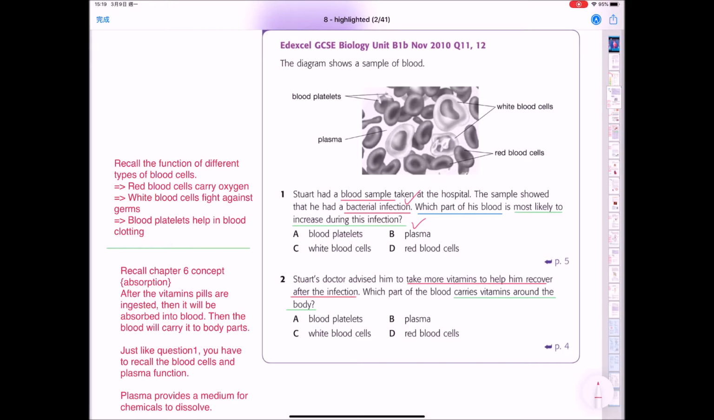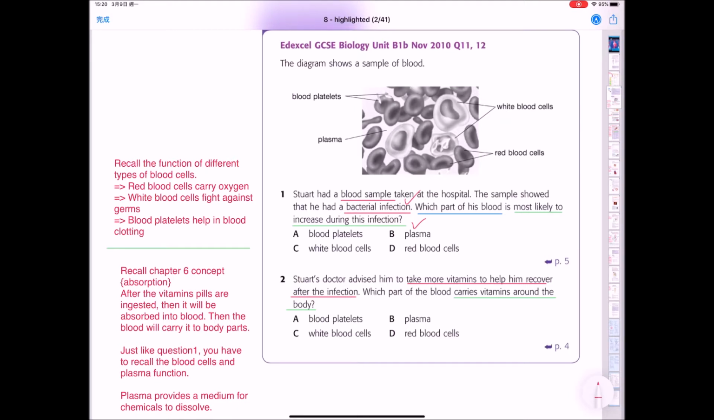So we take a look at the diagram first. It's very good that the diagram has given us all the types of the blood components: red cell, blood platelet, and the plasma, the liquid. Plasma is not a blood cell, but it's also a component of the blood. In this diagram, I would like to mention that some questions are as good as this because they will give you all the labels, like red cell.